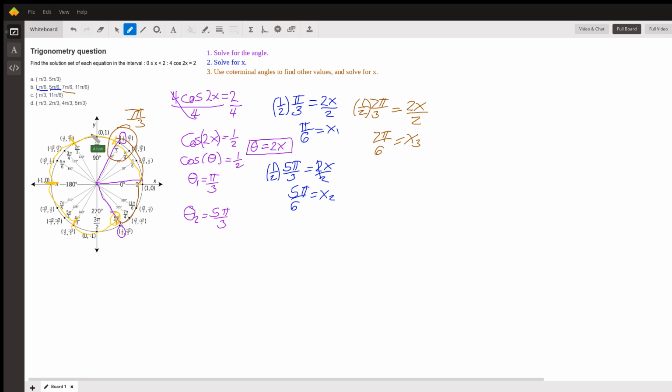Finally, keep going. 8 pi/3, 9 pi/3, 10 pi/3, 11 pi/3 is coterminal. I forgot to put the 11 in front of the pi. 11 pi/3 is coterminal with 5 pi/3, and that will be our fourth and final angle. So we set that equal to the 2x, divide by 2, multiply by 1/2. 11 pi/6 is our fourth solution for x, and there it is right there. Let me know if you have any more questions.